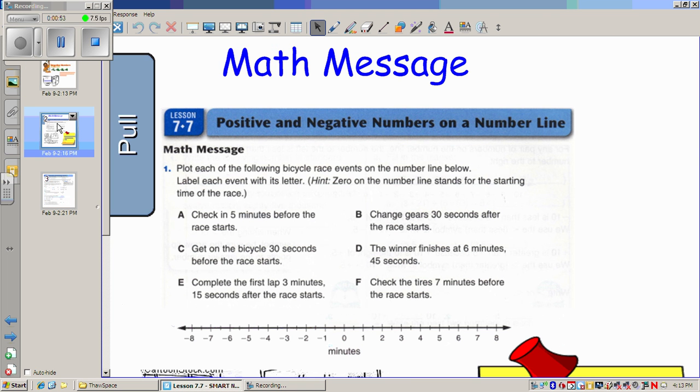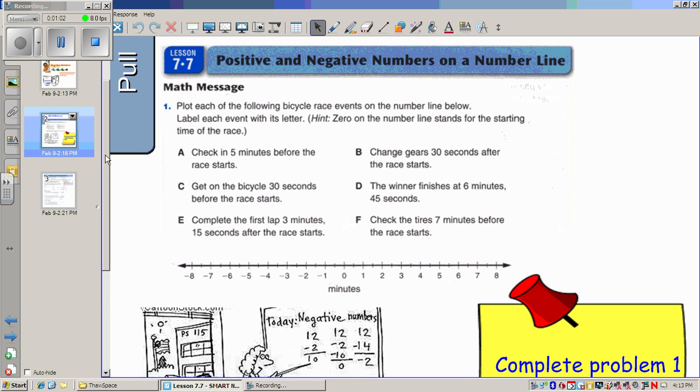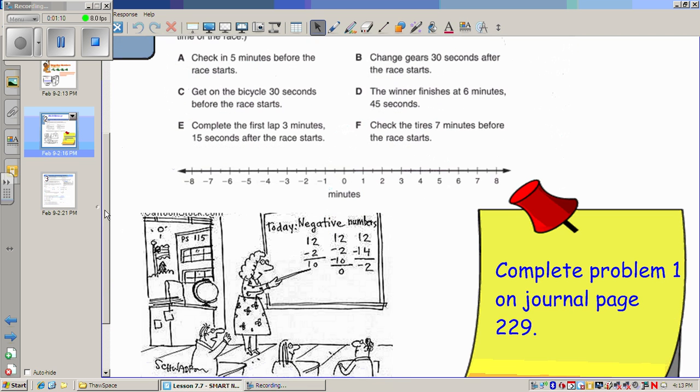So our math message says positive and negative numbers on a number line. So you're going to need your journal, and I hopefully reminded you of that and to bring it home. If you didn't, you're just going to draw a little number line here, and you're going to plot it. And what it says right here is complete problem 1 in journal page 229. So you will need journal page 229.